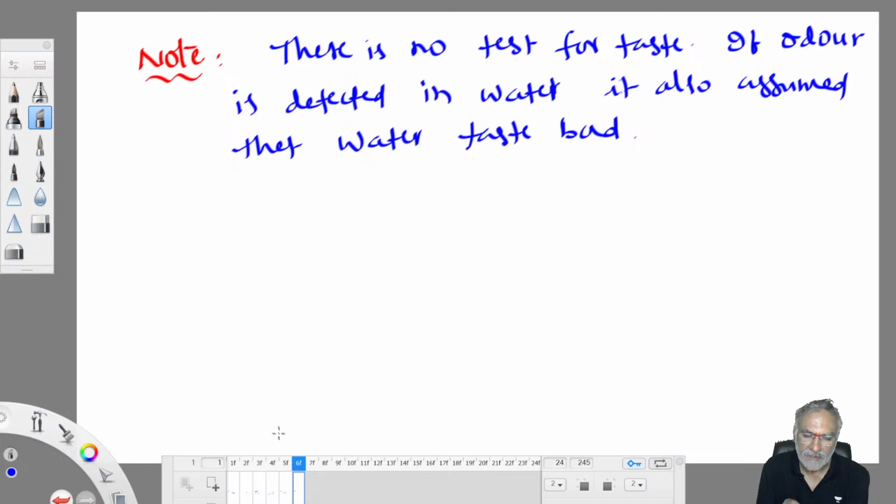What you need to remember is the drinking water standards, the devices used to measure them, and all this information. Okay? Next, let us move to chemical water quality.